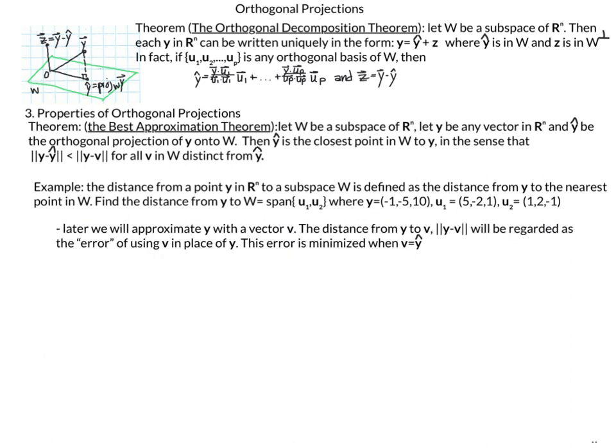From this last example, we define the distance from a point to a subspace as the distance from our point Y to the nearest point in W. We'll later see that sometimes when we cannot calculate Y for whatever reason, we can approximate Y with a vector V, and the distance from Y to V will be regarded as the error of using V in place of Y. This error is minimized when V is equal to Y hat.